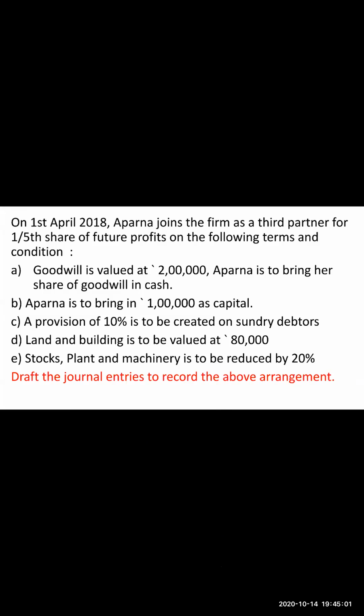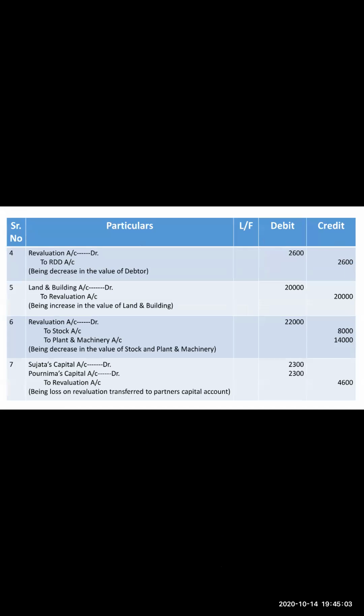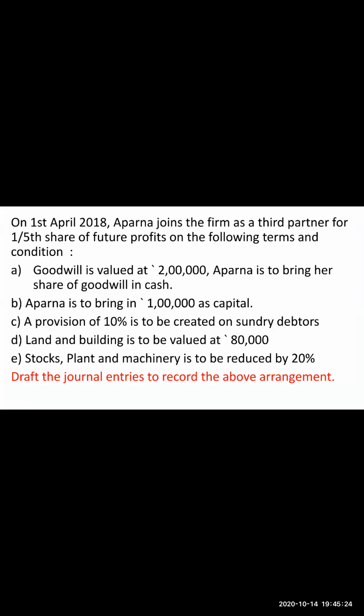तो 8,000 stock reduce हो रहा है और 14,000 मेरा plant and machinery का amount reduce हो रहा है. तो if you will see over here 8,000 and 14,000. तो 8 plus 14 is how much? It is 22,000. टोटल यहाँ पे mention करोगे 22,000. Is it clear this much? We have done with the adjustment part. Is it clear?